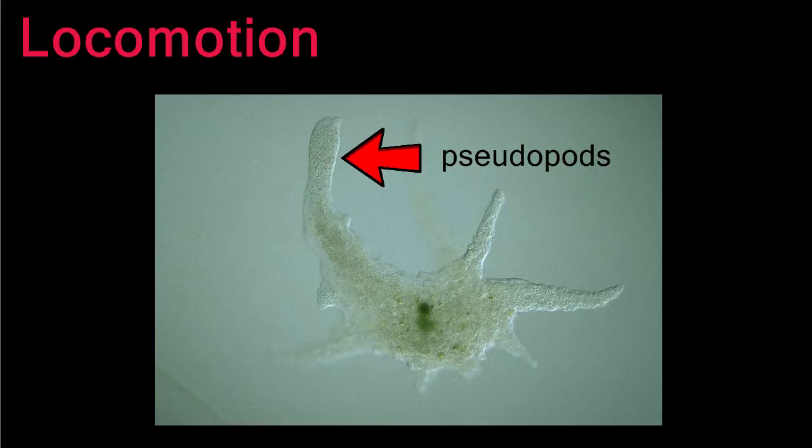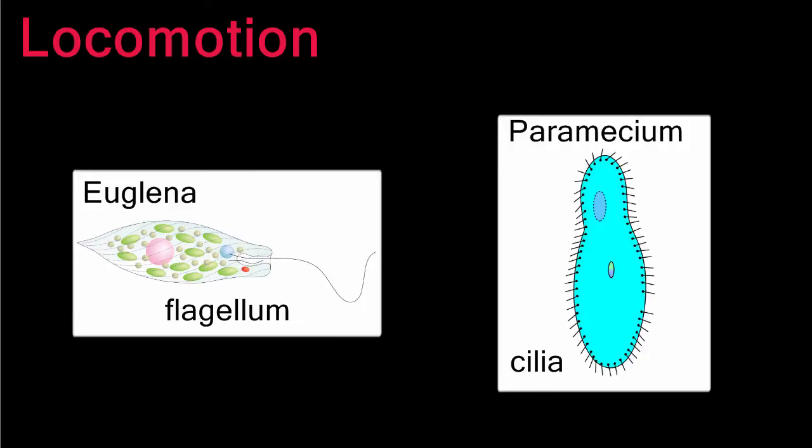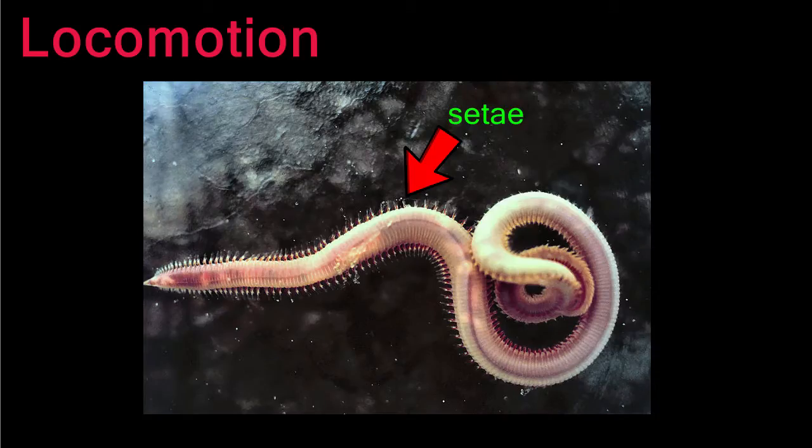One of the simplest motile organisms is the amoeba. Amoeba use pseudopods to slide around. Paramecia and euglena use flagella and cilia to swim around. Segmented worms like earthworms have a combination of muscles and tiny bristles called setae used for crawling.